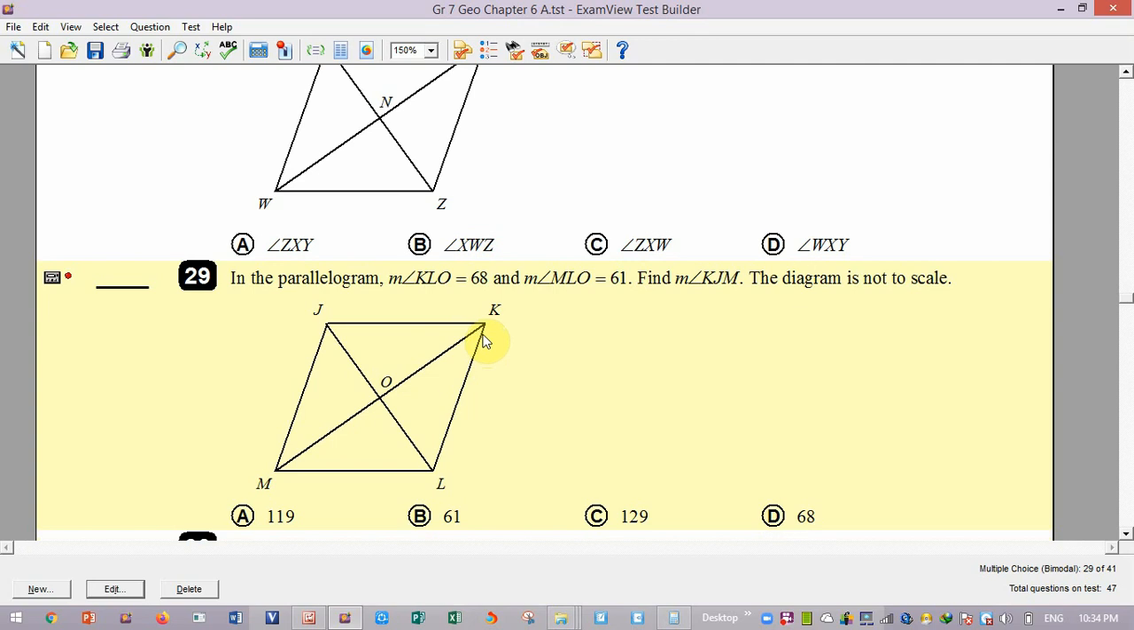Measure of angle KLO. Yes, angle KLO, this angle, is 68. And angle MLO, this angle, 61. Find measure of angle KJM. All of these angles, all equal the same, equals the sum of this angle. Opposite angles of a parallelogram, the sum of this angle equals this angle. Then it will be 68 plus 61. It will be 129.